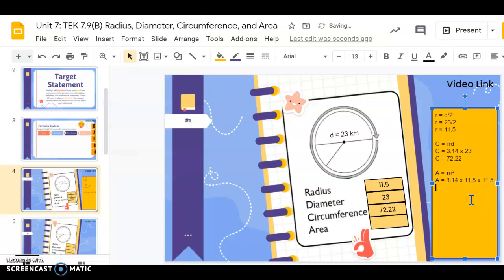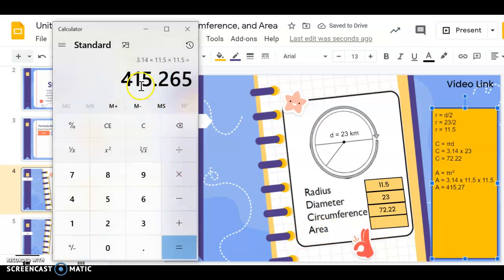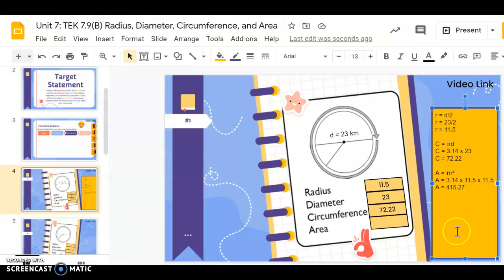Okay, so I have area equals 415.27. Is that correct? Let's go back and check. 415.27, because this 6, I'm going to round this either up or down. I look to the number to the right of it. It's a 5. That means I round up. Great. I'm going to go over here. 415.27. I am now done.